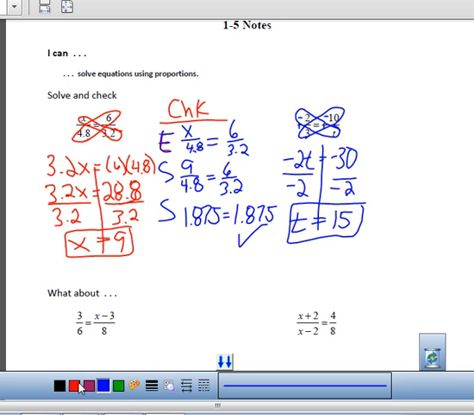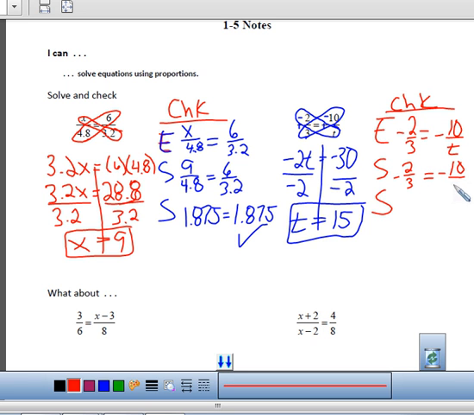So when we do the check, I'm going to switch my color again. Check. We have ESS. Rewrite the proportion. So I have negative 2 over 3 equals negative 10 over t. Now remember, I said t is positive 15. If this was a negative, well, over here we'd have negative 2/3, but over here we'd have a negative over a negative, which is positive, and that won't work.